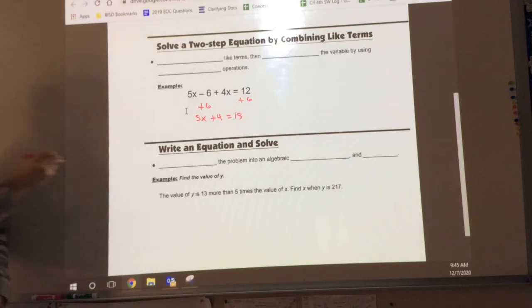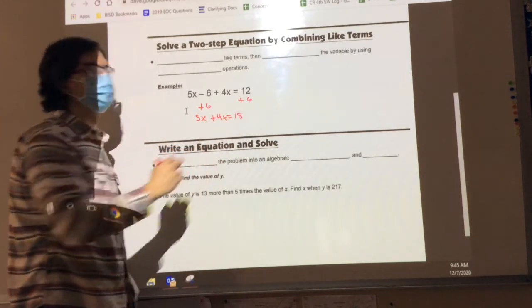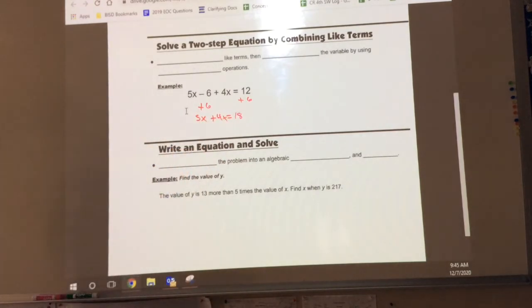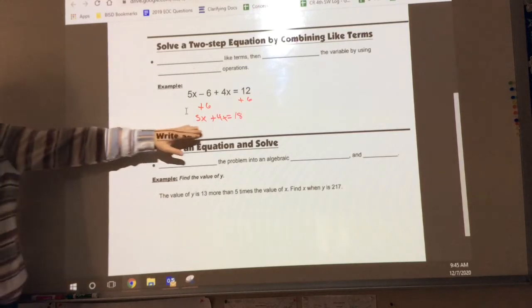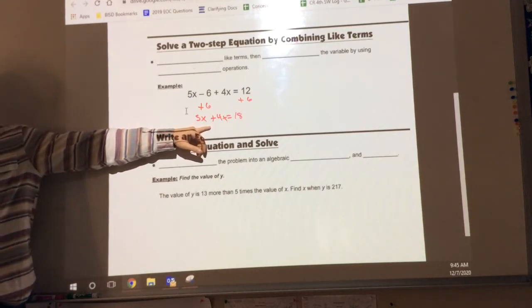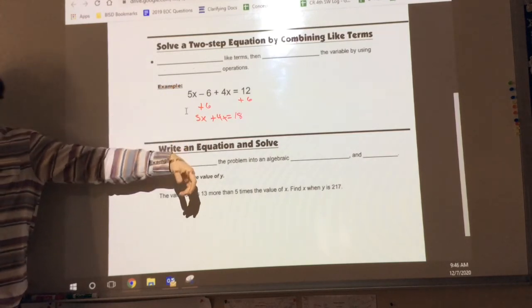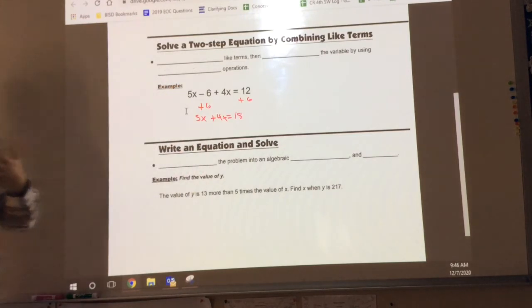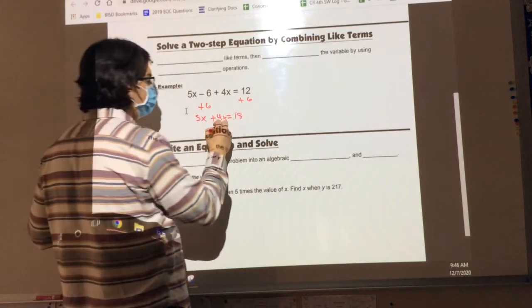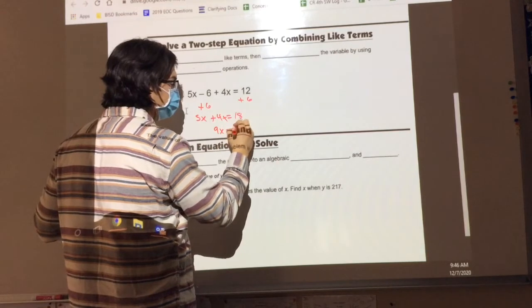Okay. Anybody want to take a guess on what I have to do next? What do you think, Nathan? 5x. Yeah. Y'all, do we see how these x's are already on the same side? Don't we agree that if I have 5 x's or 5 Reese's and 4 x's or 4 Reese's, I can put them together? Yes. What is 5x plus 4x? 9x. So now I have 9x is equal to 18.